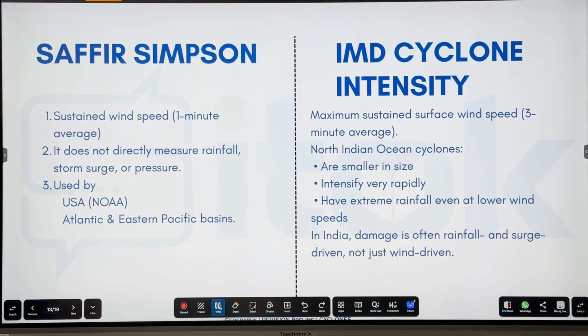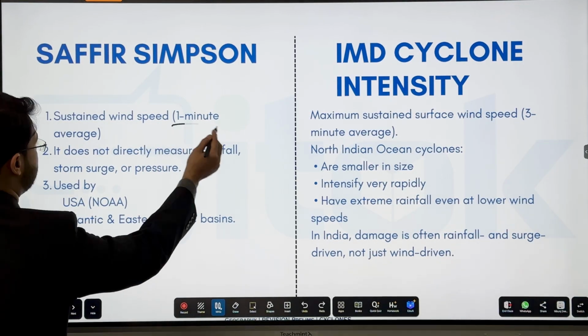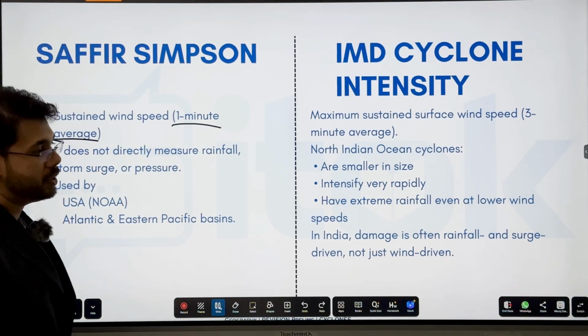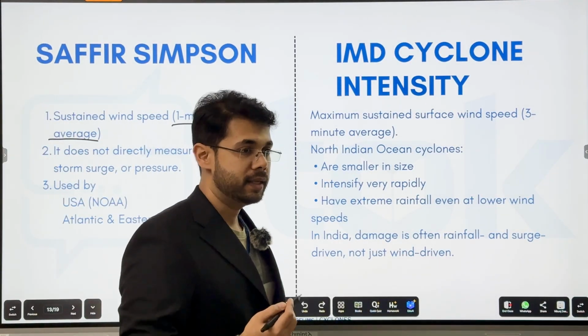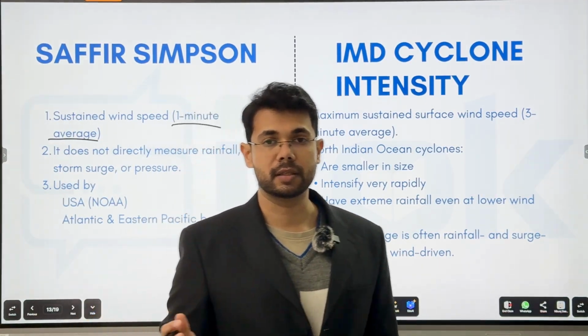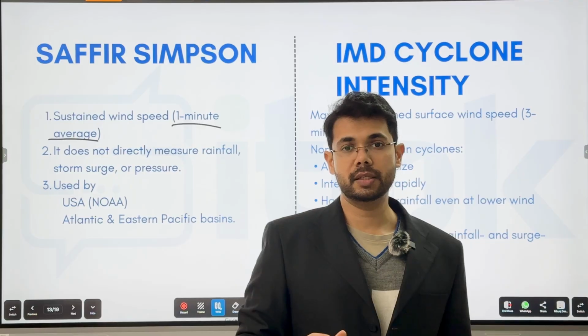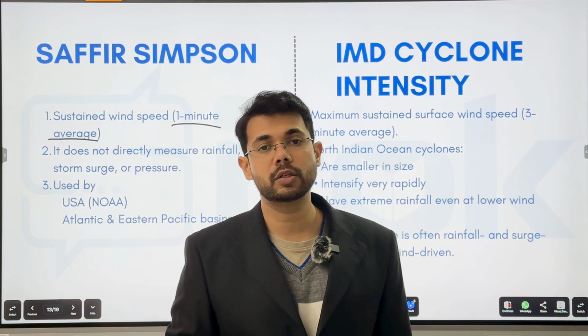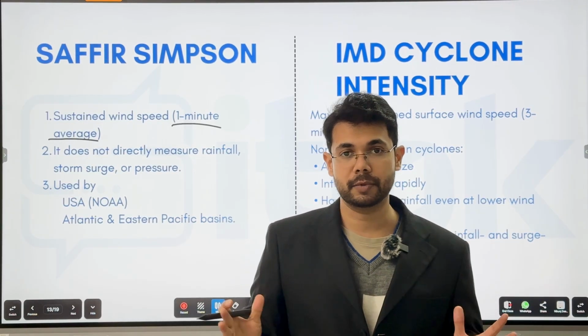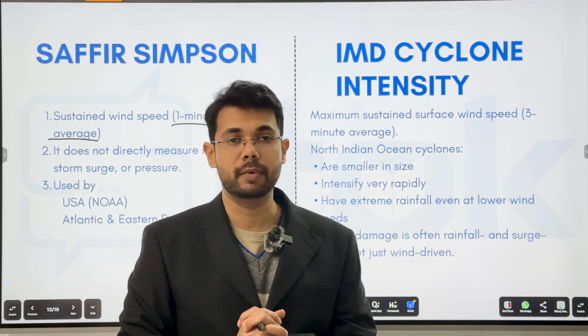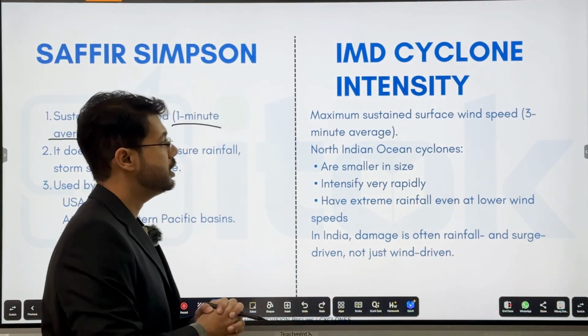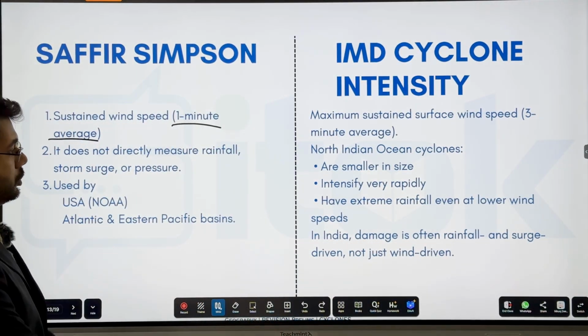Now, the reason for that is that the Saffir-Simpson scale uses a 1 minute average of wind speed. That means in 1 minute, they see what the average wind speed is. But in Indian conditions, this does not work. In Indian conditions, we need a bigger time lapse. So in India, we follow the 3-minute rule. Sustained surface wind speed is the 3-minute average.